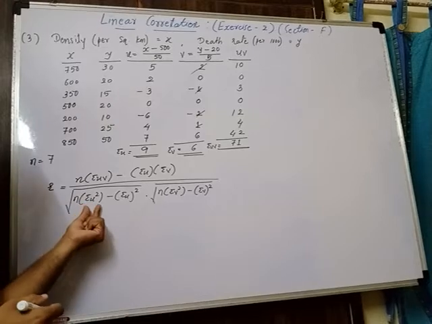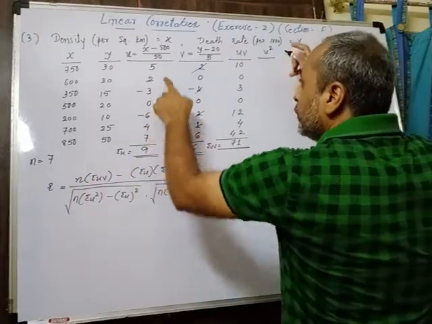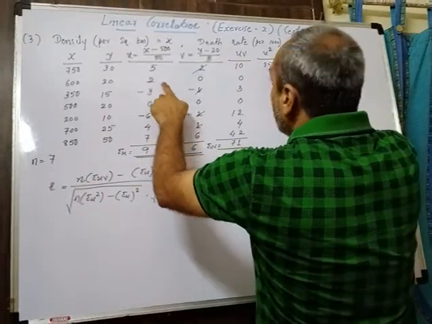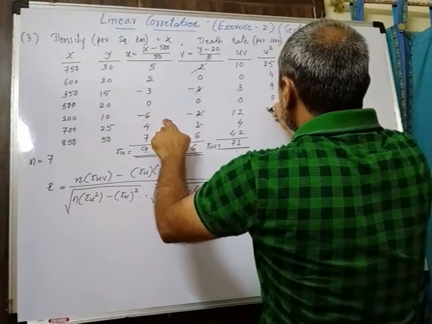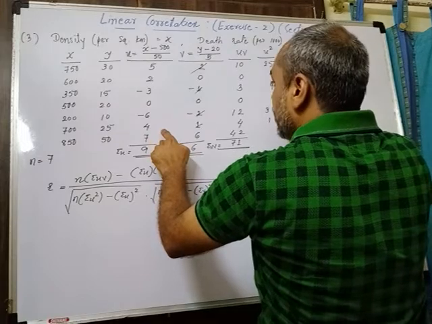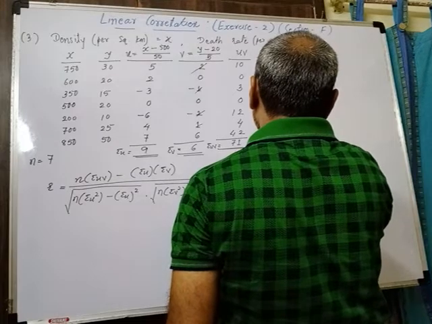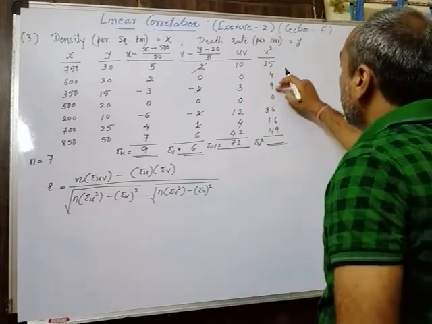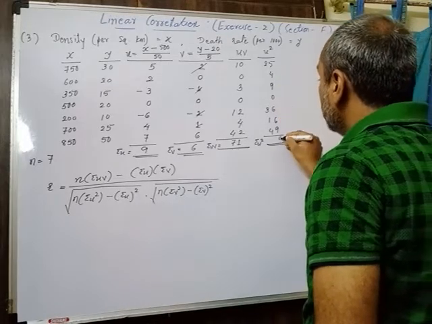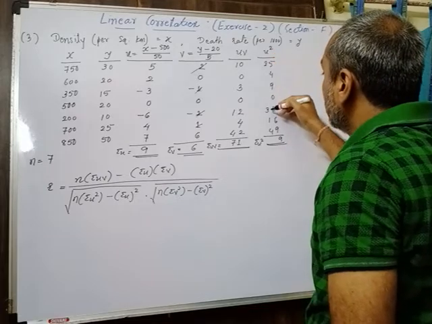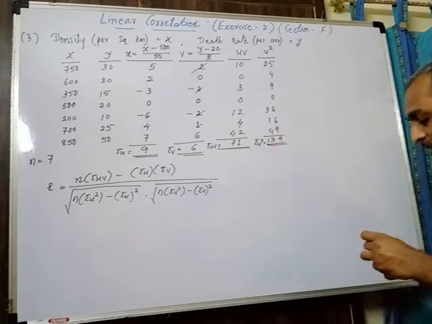Now we need the sum of U square. So the next column we prepare is the U square column. Square of this variable U we have to write. So 5 square 25, 2 square 4, minus 3 square 9, 0 square 0, minus 6 square 36, 4 square 16 and 7 square 49. The total of this we have to find out, that is called the sum of U square. So 9 plus 9 is 18, 18 plus 6 is 24, plus 6 is 30, 30 plus 9 is 39, carry 3, 3 plus 2 is 5, plus 3 is 8, 8 plus 5, 139. Sum of U square is 139.